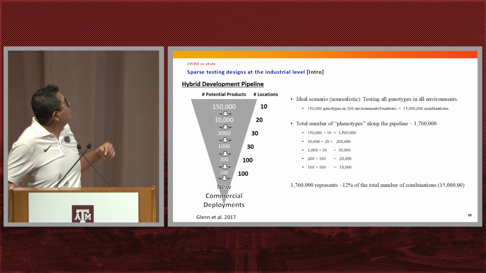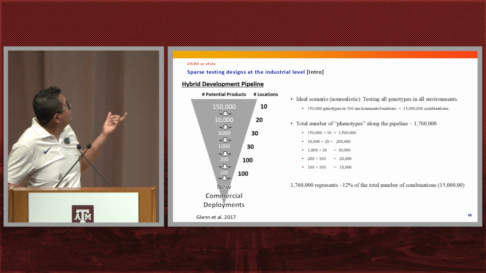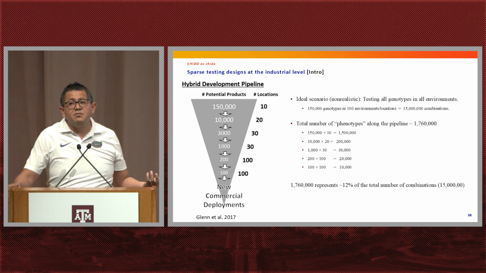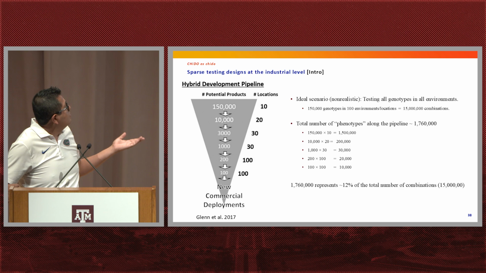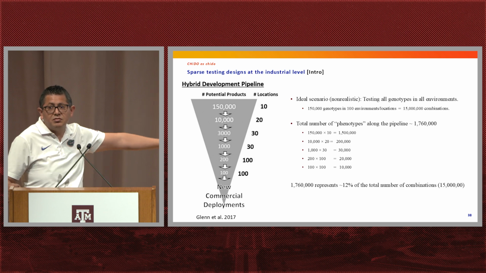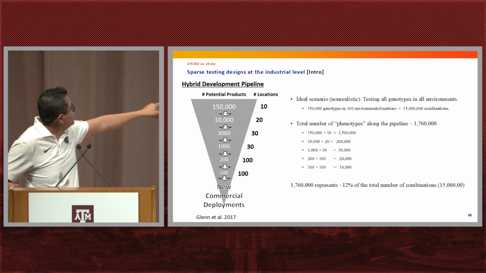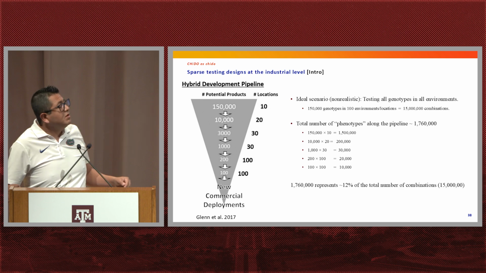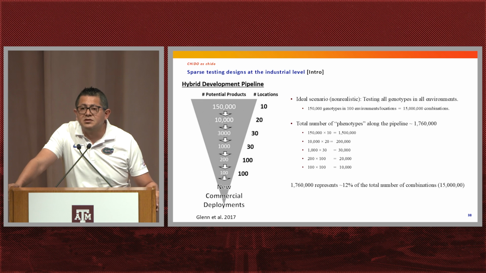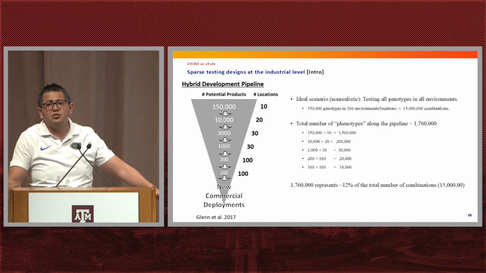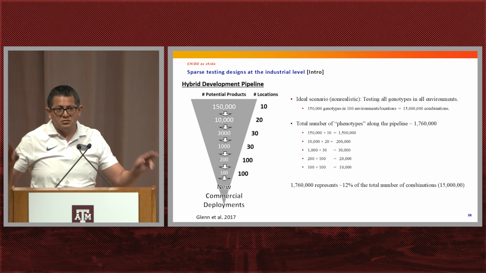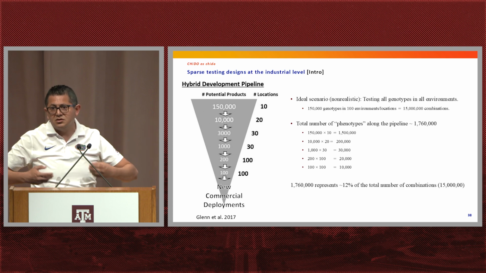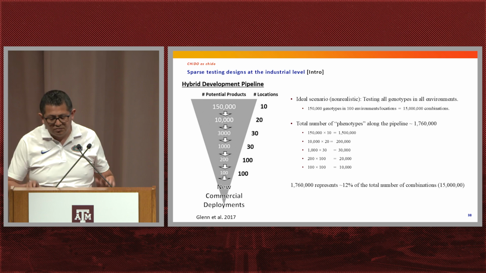So in year 1, they observed 150,000 genotypes in 10 environments, 1.5 million combinations. The second year, 10,000 in 20 environments, 200,000. So if we go to the bottom, at the end they observed something like 1,760,000 phenotypes out of 15 million combinations. So this is around 12% of the total number of combinations, assuming that the environmental conditions won't change from one year to another.